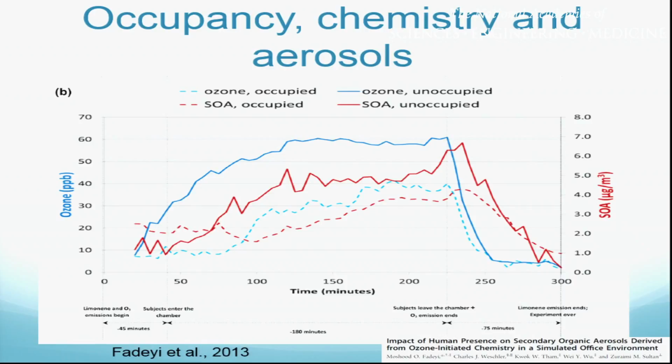They do a second experiment in which people enter the room. When they enter the room under the exact same conditions, the ozone concentrations are much lower. That's the dotted line here. And the resulting secondary organic aerosol concentrations are lower because there's less ozone to react with the limonene. So we see occupancy, the building surfaces, all of these things are very important.